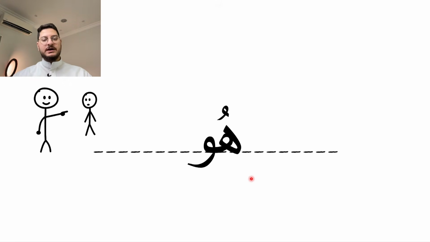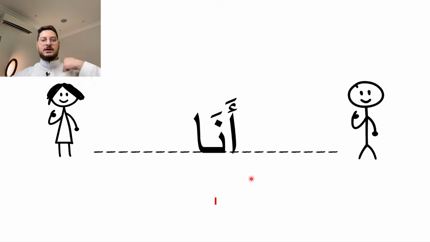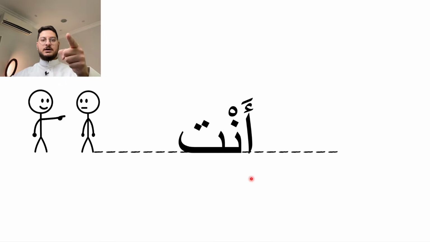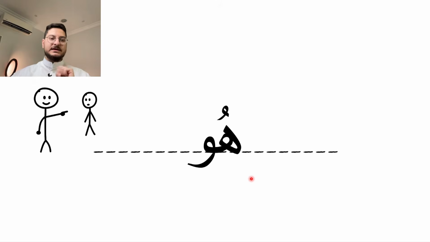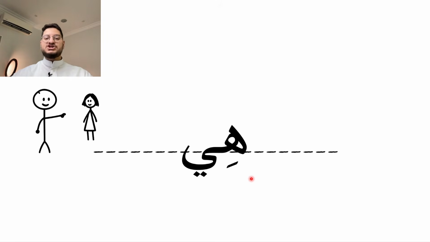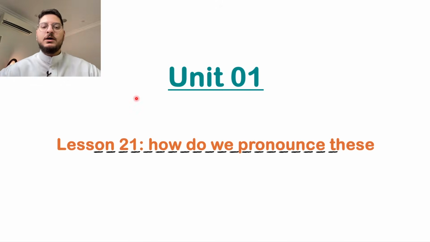He. Okay? So again, I is ana. You is ant if I'm talking to a male. And anti if I'm talking to a female. He is who. And she is he. I hope that's not so confusing. Now we are officially done with the reading course.